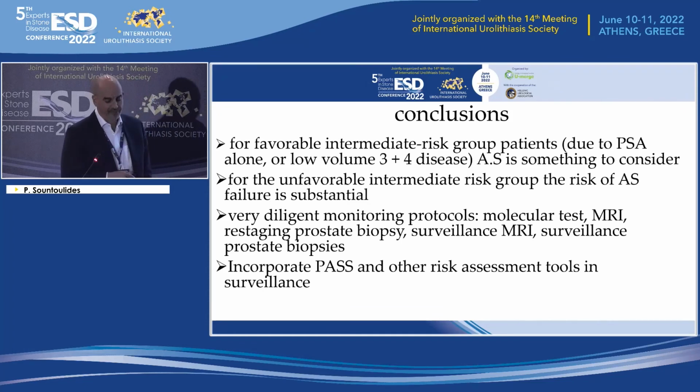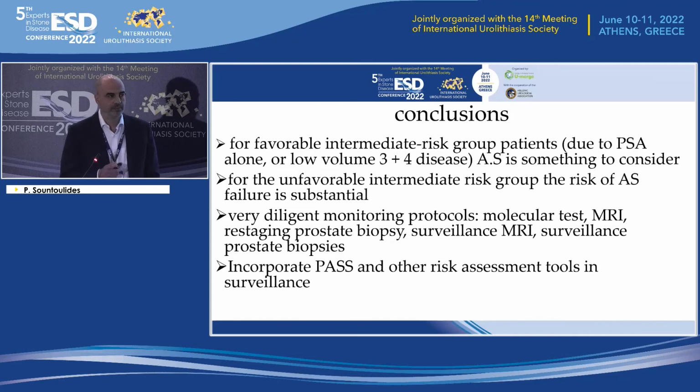I believe that for favorable intermediate-risk group patients, especially those with an elevated PSA above 10 and a Gleason score of 6, it is safe to actually propose to the patient to go for active surveillance. The same will apply for low volume 3+4 disease, whereas for the unfavorable intermediate risk group, the risk that the patient takes going for active surveillance, I believe, is substantial. As you noticed earlier, there's a fourfold increase in the risk of active surveillance failure.